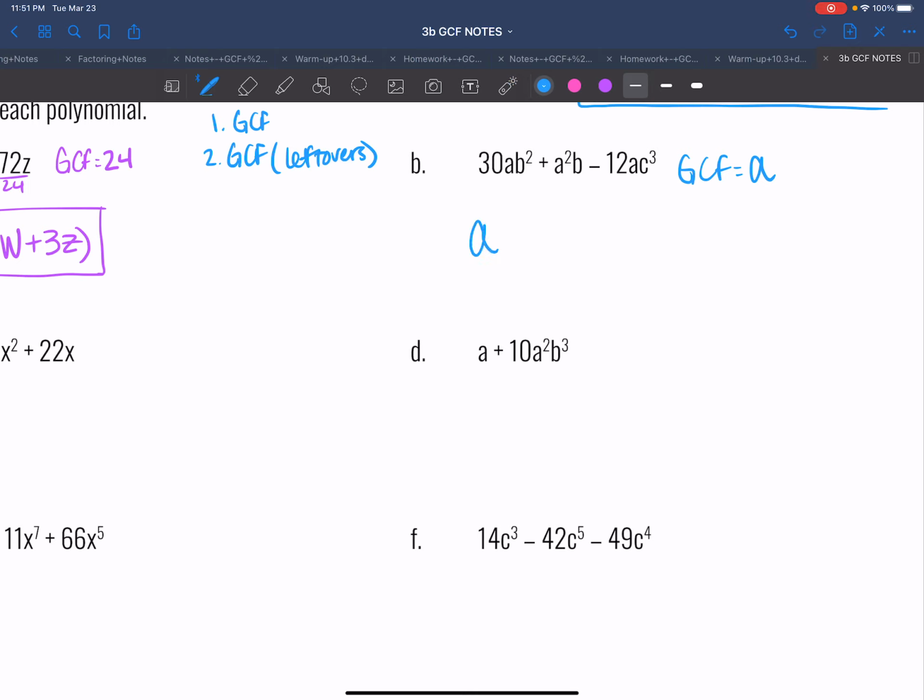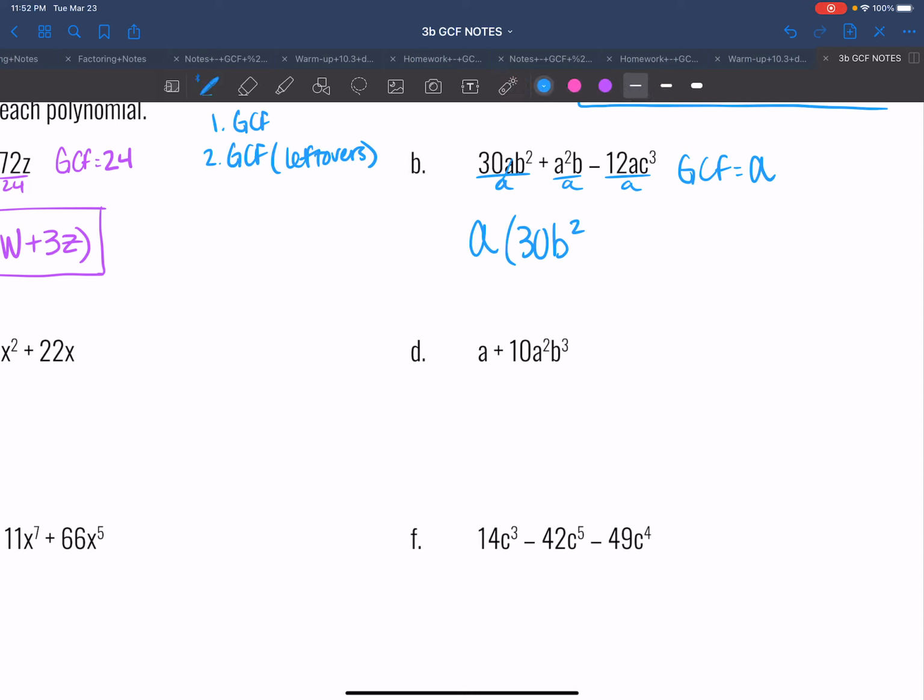So we put that GCF first, we put parentheses after, and I like to go through and show that I'm dividing out that a, so it makes the leftovers even more apparent. All right, so when we divide in the first term right here, a divided by a, that's just 1, so those cancel, and that gives us 30b squared.